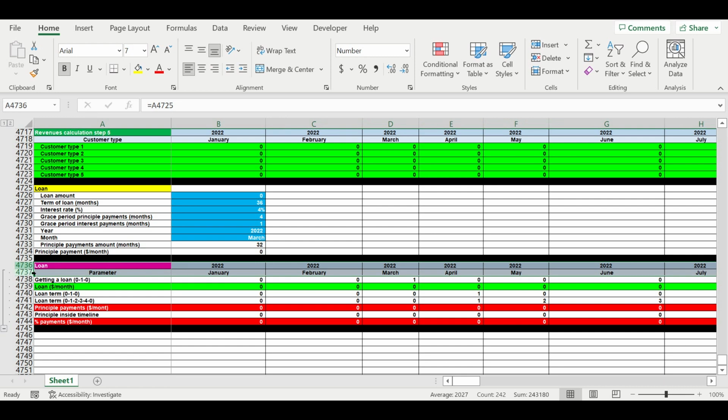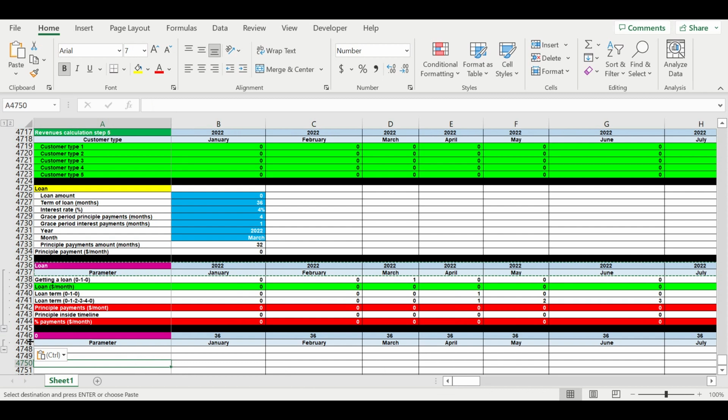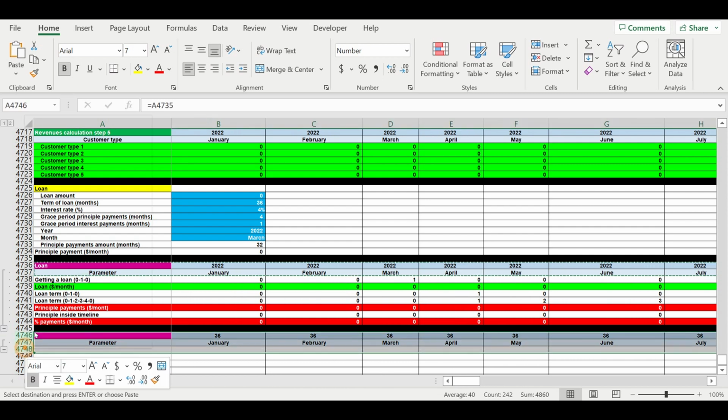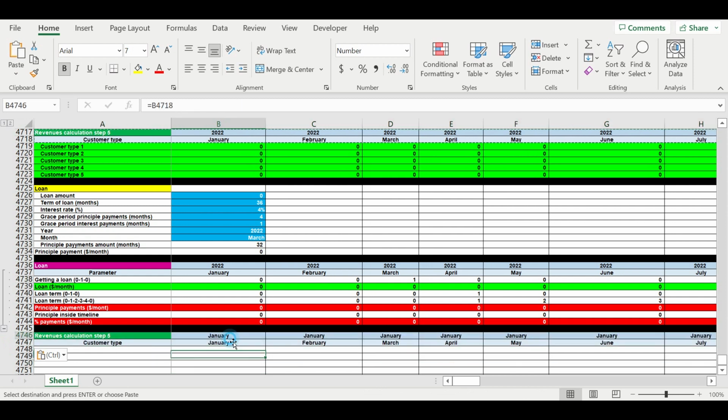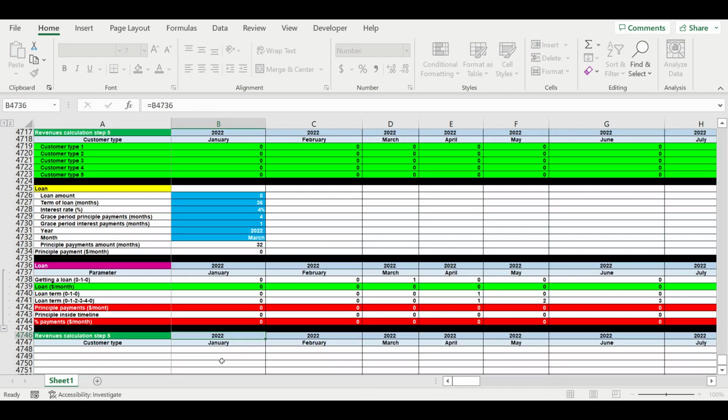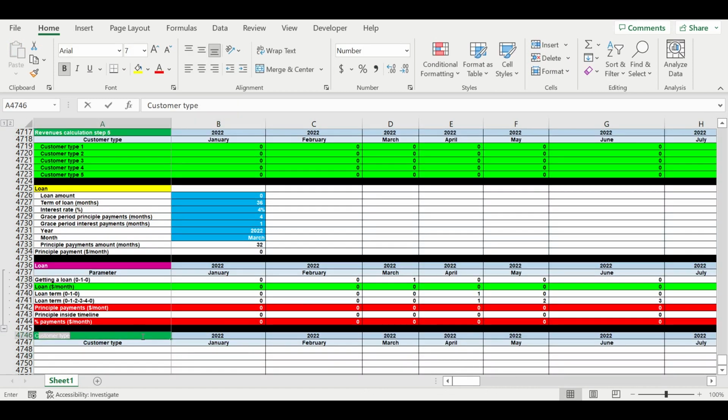So I will create a timeline. Just a moment, let me delete it. I will use this one. So this will be our timeline, cash flow statement.